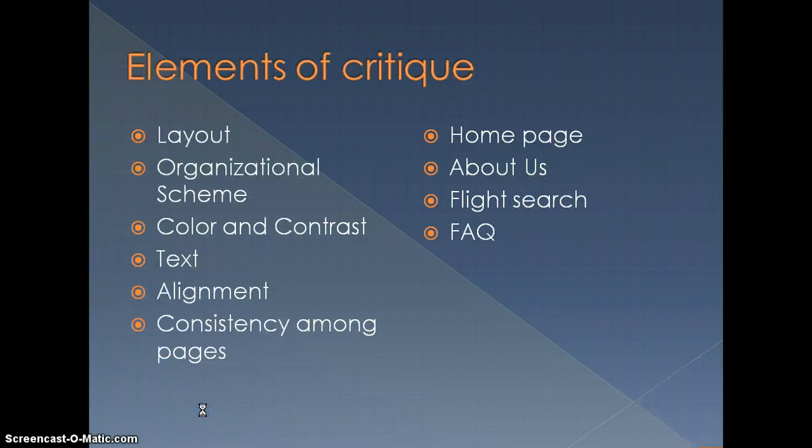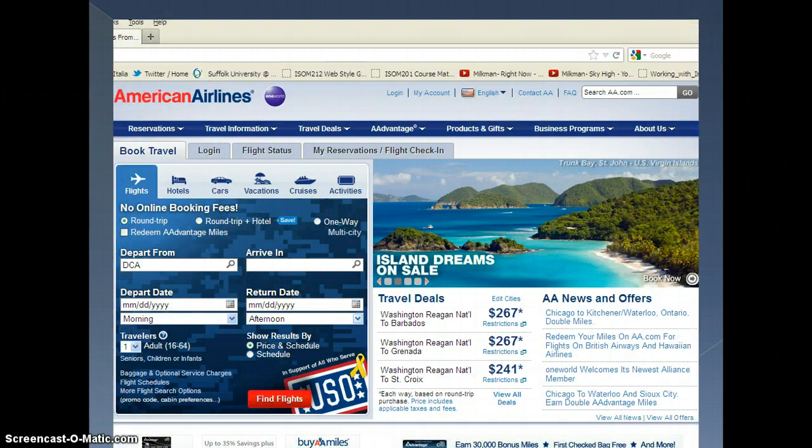And I will be critiquing them on the elements of layout, organizational scheme, color and contrast, text, alignment, and consistency among pages. I will be focusing mainly on the home page of each website, the About Us page, the flight search page, and the frequently asked question page. Today we'll be looking at American Airlines and Ryanair.